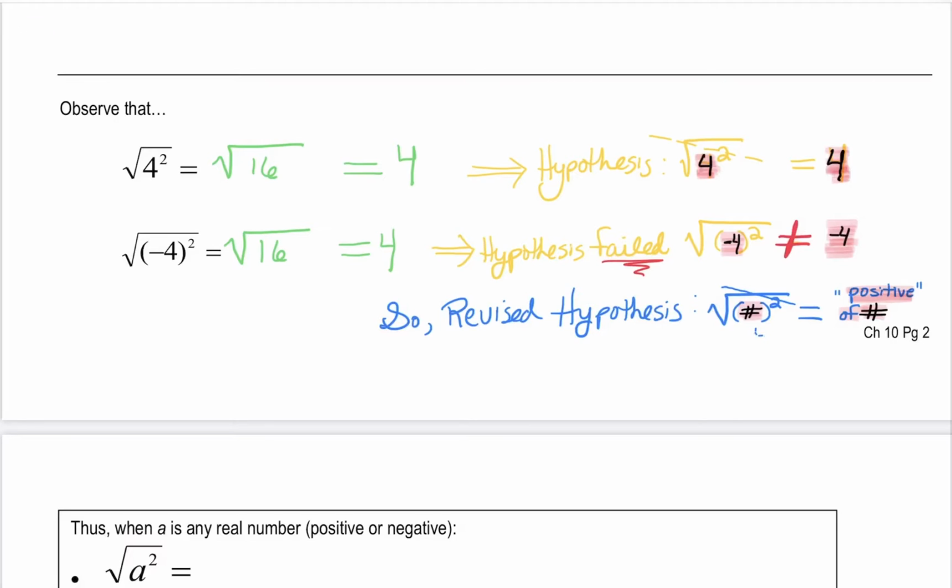So maybe there is a better way, instead of writing this in words. How do I represent the positive of something? Well, we have a math symbol that we can use to tell our mathematical reader to take the positive of something, and that is absolute value. So I can tell my reader to take the positive of that number by saying take the absolute value of that number. Okay, this is an important concept.